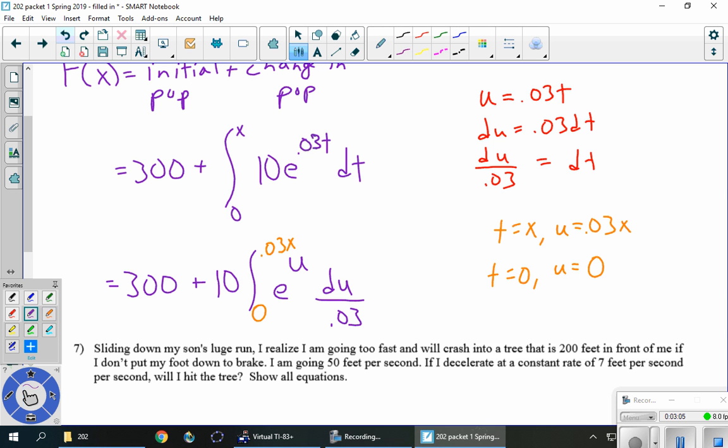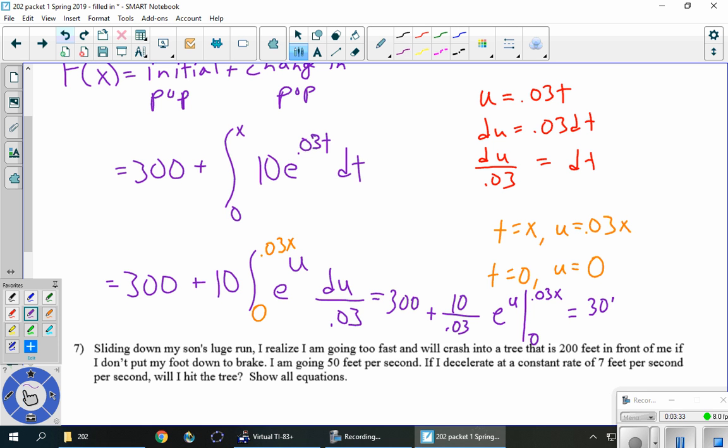Okay, let's wrap this up here. 300 plus. 1 over 0.03 is a constant multiplier. I'll put it outside, but make sure you keep it on the bottom. The integral of e to the u du is just e to the u. And then we're evaluating this thing between u equals 0 and u equals 0.03x. We don't need to go back to the t's. We've already done the substitution here in orange.